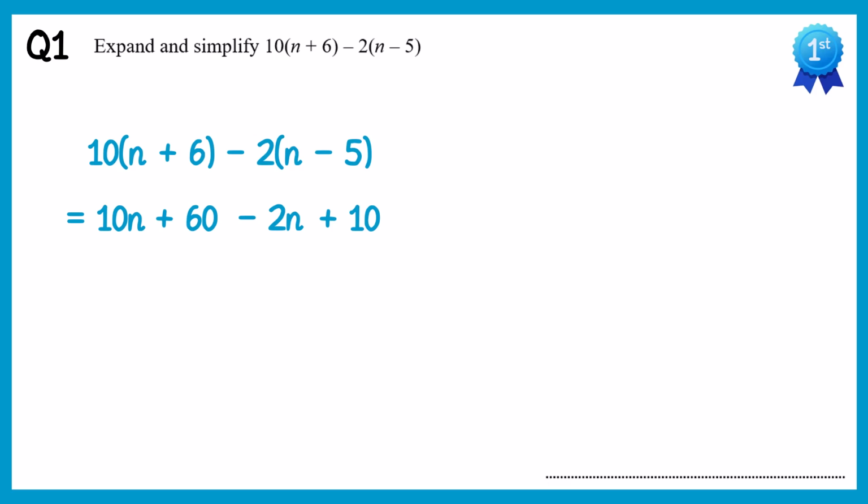Now we need to do the simplifying part. We can collect together the like terms. We've got 10n subtract 2n. 10n subtract 2n is 8n, and then we've also got 60 plus 10, and 60 plus 10 is 70. So it's 8n plus 70.